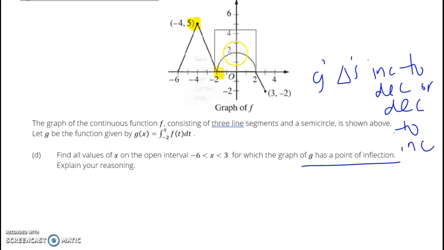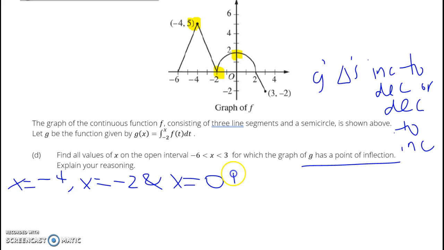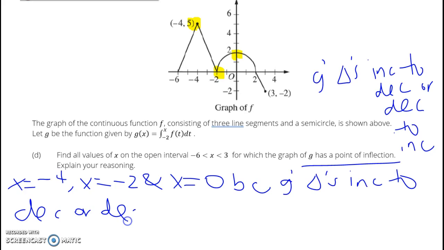A very subtle change at 0. And that's it. No other changes. So these are my 3 points of inflection. I've got one at -4, another at -2, and a third at 0. And that's because G prime changes, increasing to decreasing, or decreasing to increasing. Full credit with my justification and my 3 identified locations.